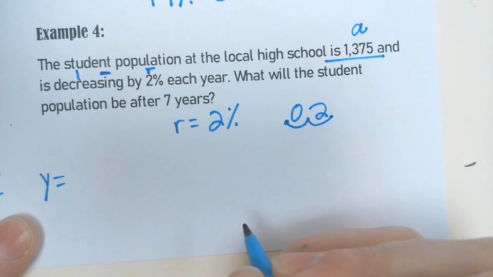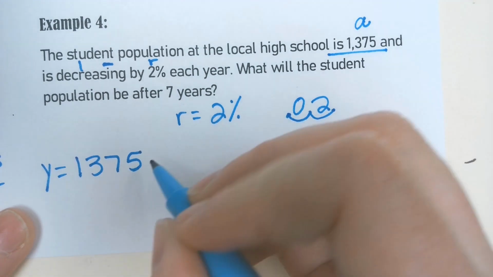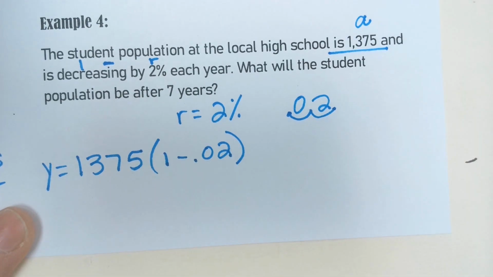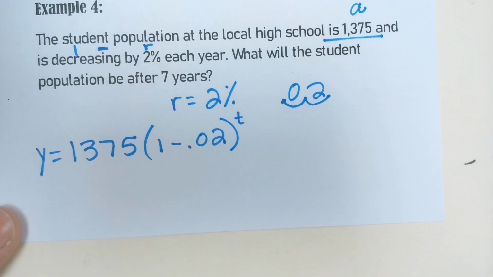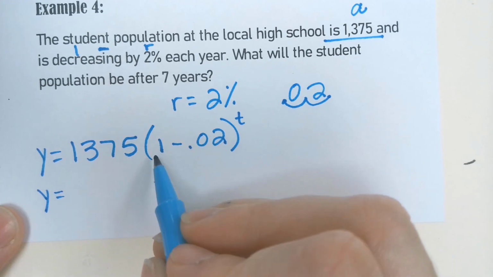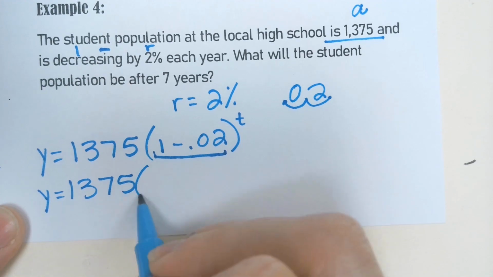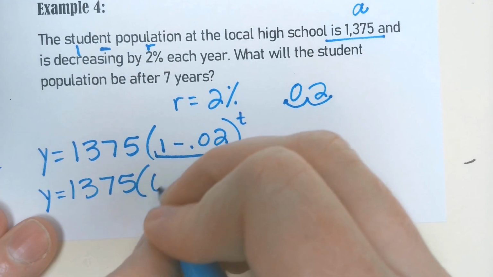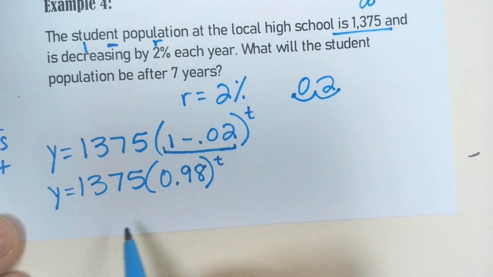So we're going to do our beginning amount. Y equals our beginning amount, and then 1 minus the rate raised to the t. We need to simplify this part of it. 1 minus 0.02. Yeah, 0.98 raised to the t. So that is my equation.